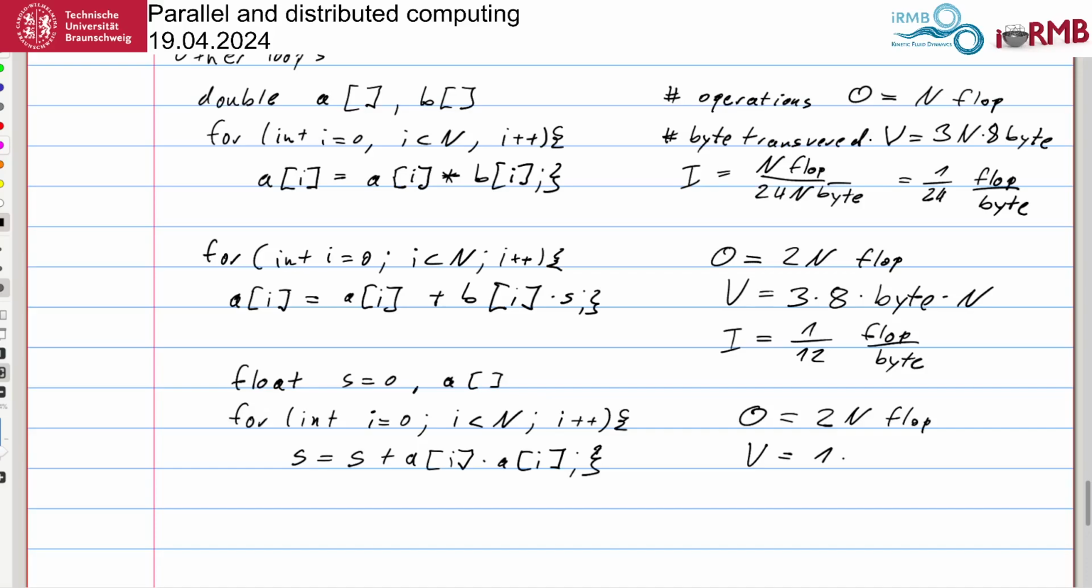So you read it only once, because you store it in S, which is in a register. The only difference is we now have 4 bytes, because it's a float, times n. So the computational intensity will now be 1/2 flop per byte. So if you do the same operations with a different data structure, you end up with a different computational intensity.